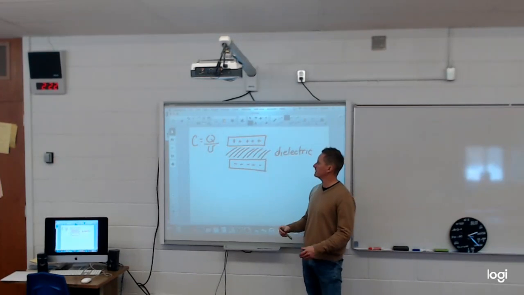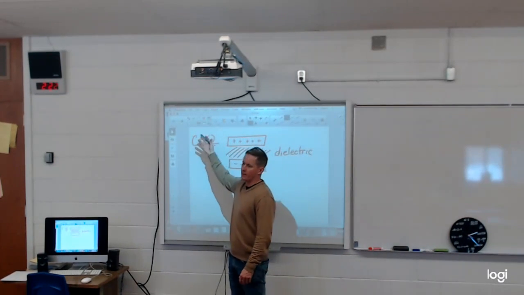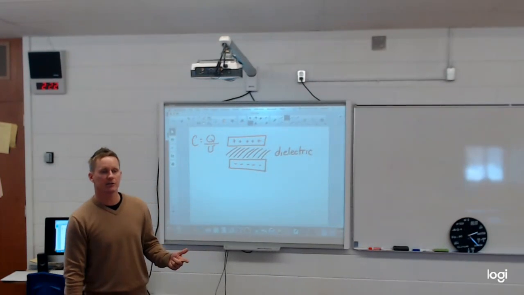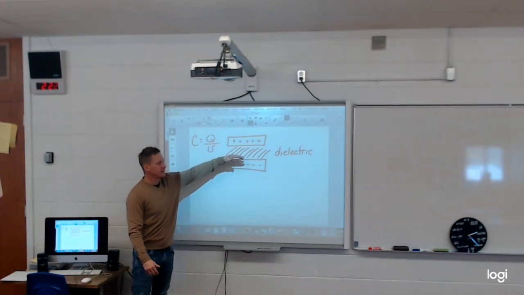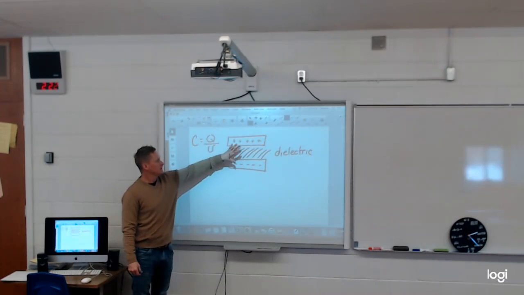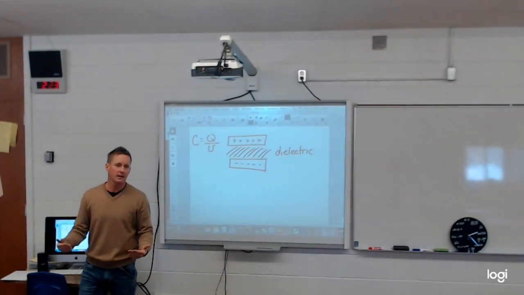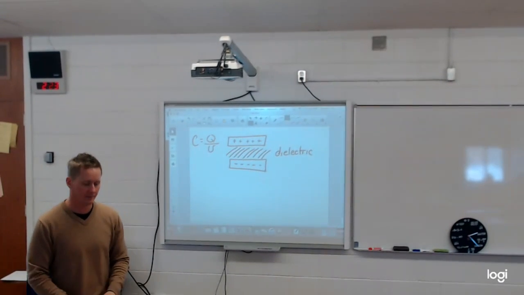Okay, so the things that determine capacitance are the amount of charge, the potential difference, the type of material, and the size of the plates and the distance between the plates, as to how easily the charges move from one to the other.